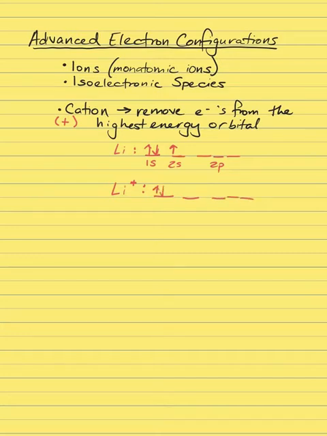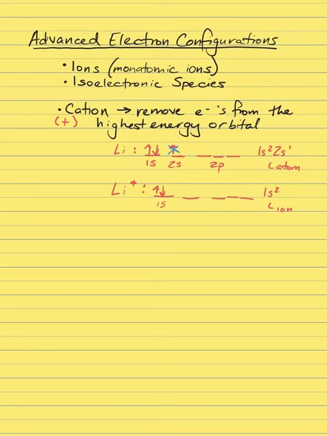When it loses that 1 electron, the one it's going to lose is the outermost one, the highest energy one, which would be the last one you would fill. So now the electron configuration of the lithium ion is 1s2. So the lithium atom is 1s2, 2s1, and the lithium ion is simply 1s2. If you remove more than one, you just follow the same process. You would remove the next highest one.